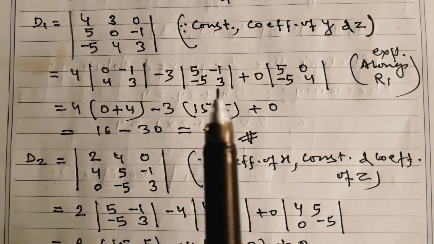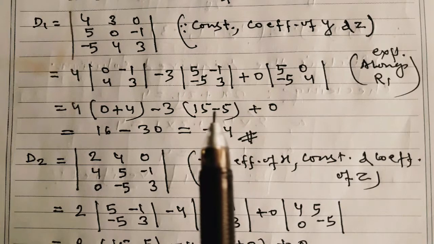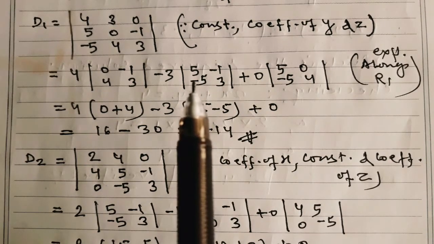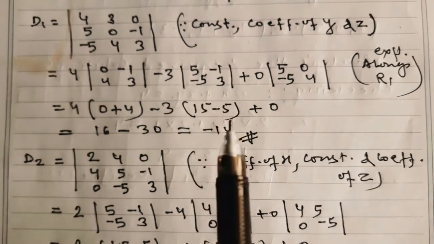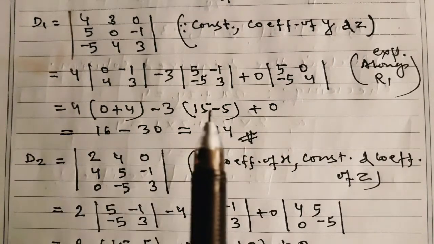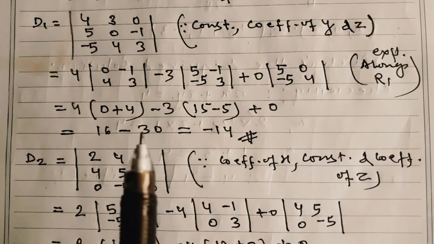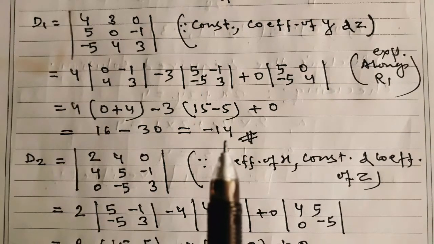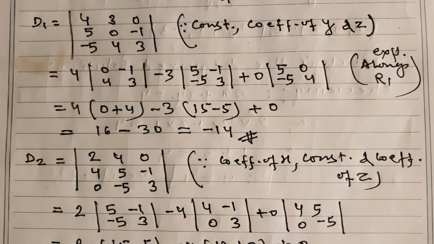Now again finding the value of the second determinant. 5 into 3 is 15, then minus, then minus minus plus, plus minus, again minus. So 5 ones are 5. Now 0 into something, we get 0. So 4 plus 0 is 4. 4 fours are 16. 15 minus 5 is 10. 10 threes are 30. So 16 minus 30, we get minus 14. This is the value of D1.